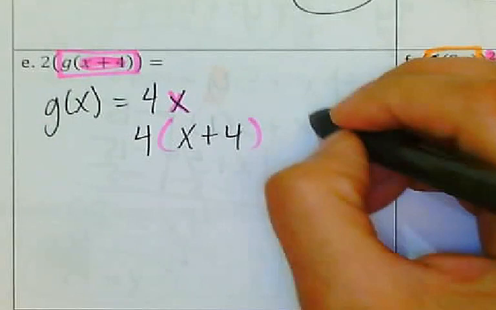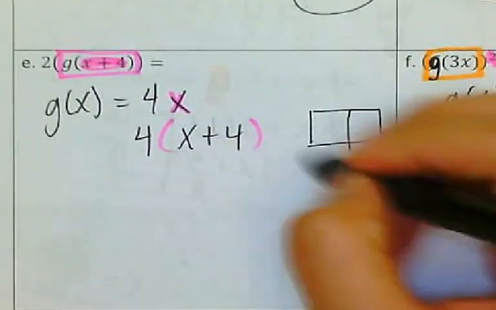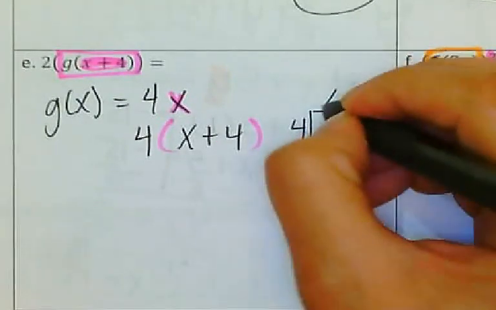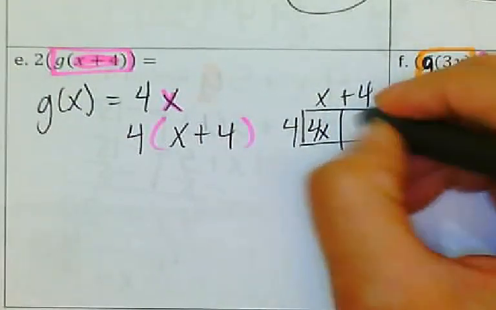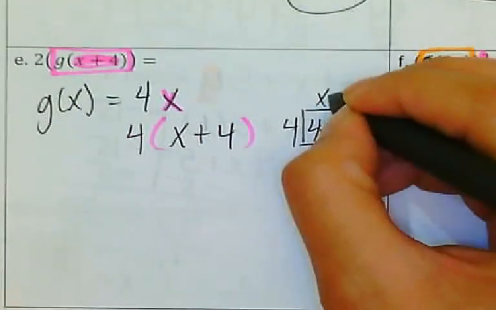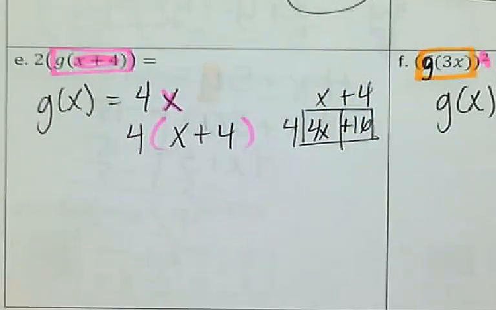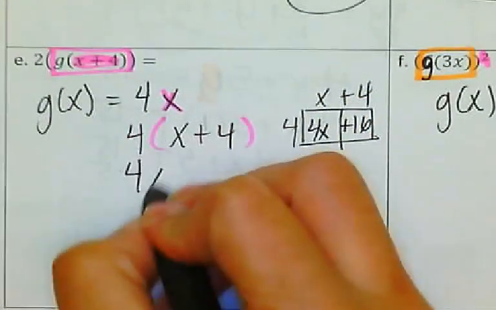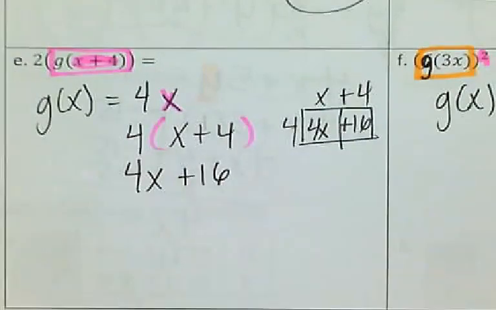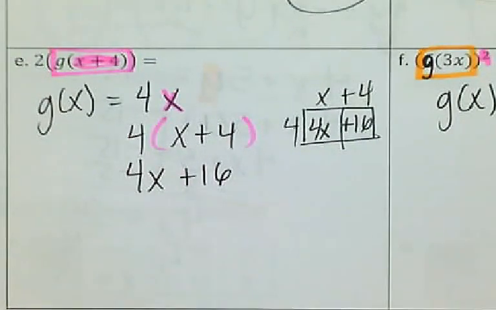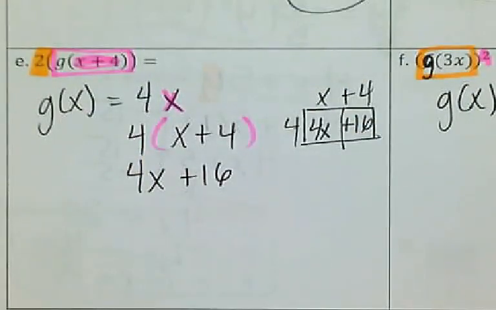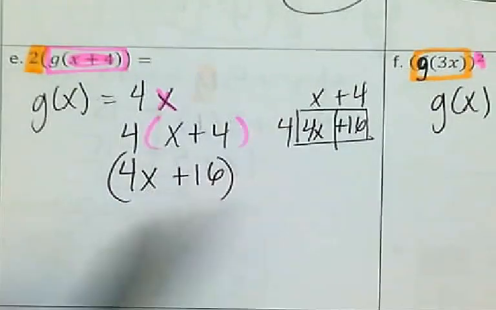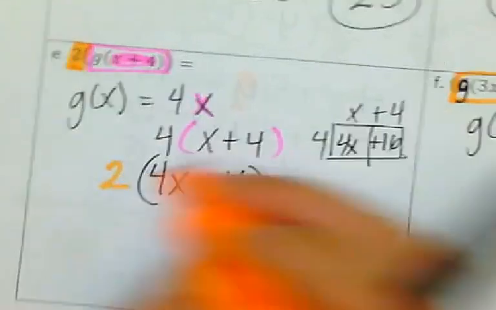Here it looks like I have to distribute, so with arrows in your mind, you multiply, or you can do the box to distribute. 4 times x, 4x, 4 times 4, positive 16. Okay? Once I'm done with that, I'm not done. I have to multiply all of that by 2.